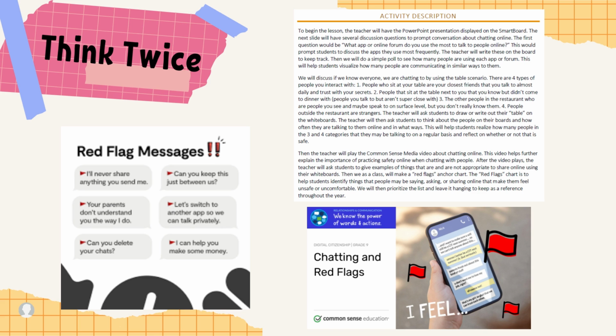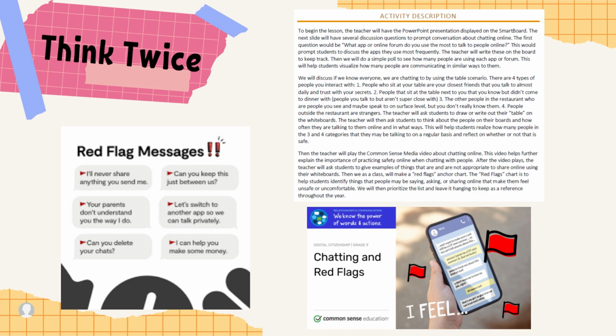The third group of people are people that are just in the same restaurant as you. They're people that you see and that you might speak to on a surface level. You don't really get deep with these people, and maybe you don't even really know them. And then the fourth group of people are people outside the restaurant, which are essentially strangers. So we talked about that, and then I had students use a graphic organizer to draw the table scenario out and write who they believe are at each of those tables. And they didn't have to write specific names. It could be very generalized, which was perfectly fine.